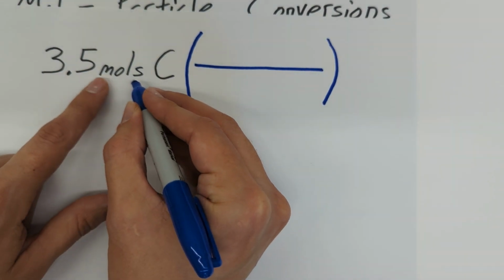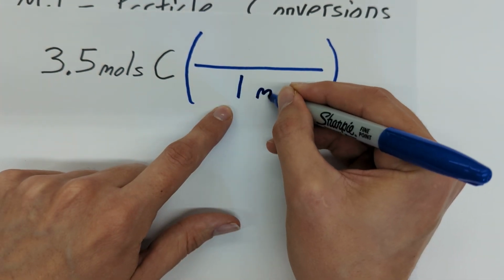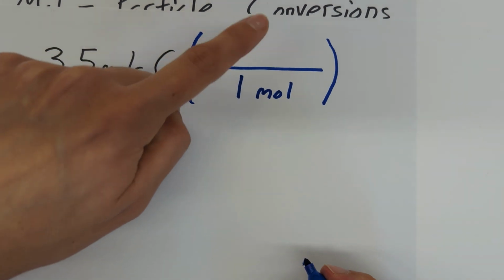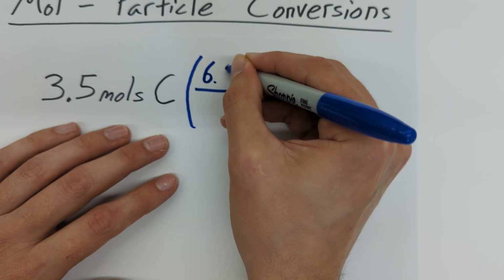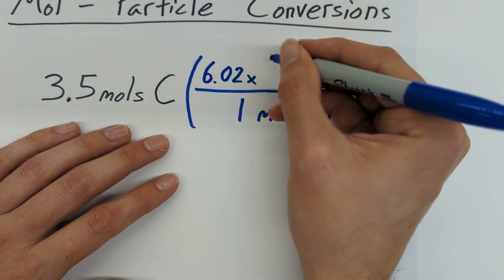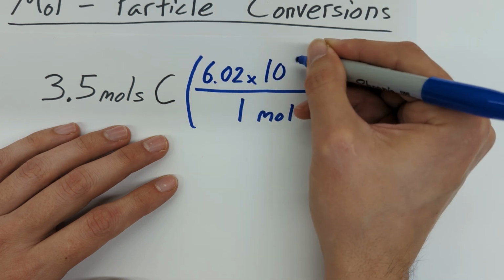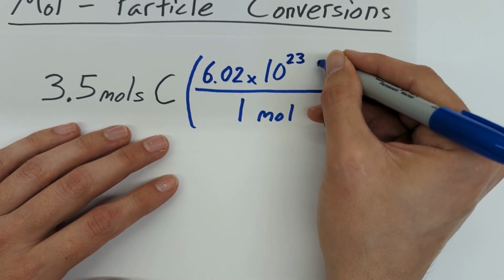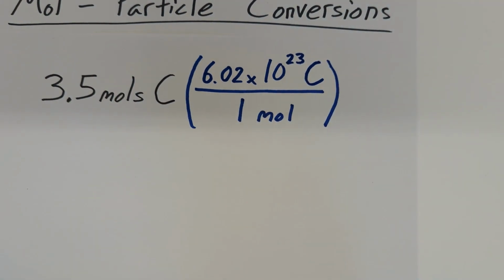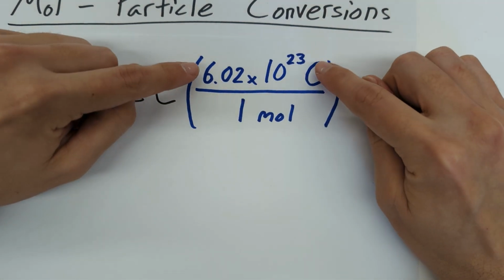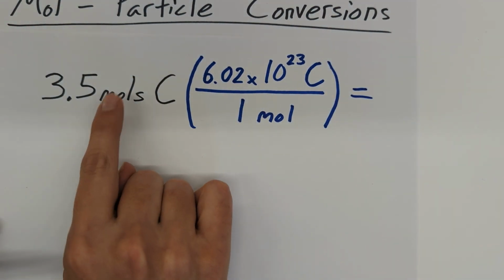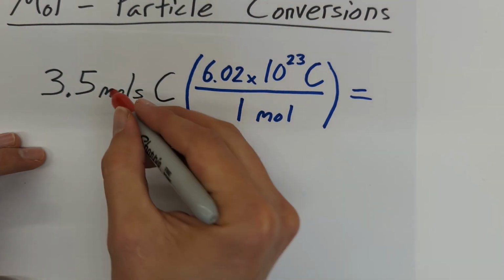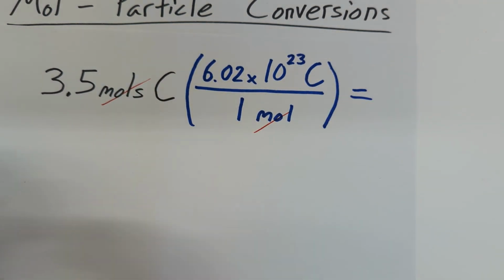The way I would do that is I'm starting with moles, so I would put 1 mole on the bottom, and on top I'm going to put what I'm trying to get to, particles. And 1 mole is equal to 6.02 times 10 to the 23 atoms of carbon here. It's important that what's on top and on bottom of my conversion factor are equal to each other. And it's also important that whatever I have on my left side cancels out with what's down here. So I'm left with just atoms of carbon.